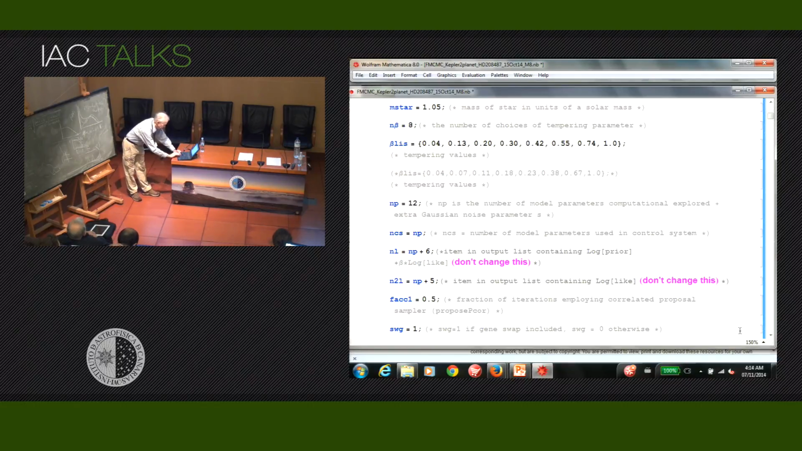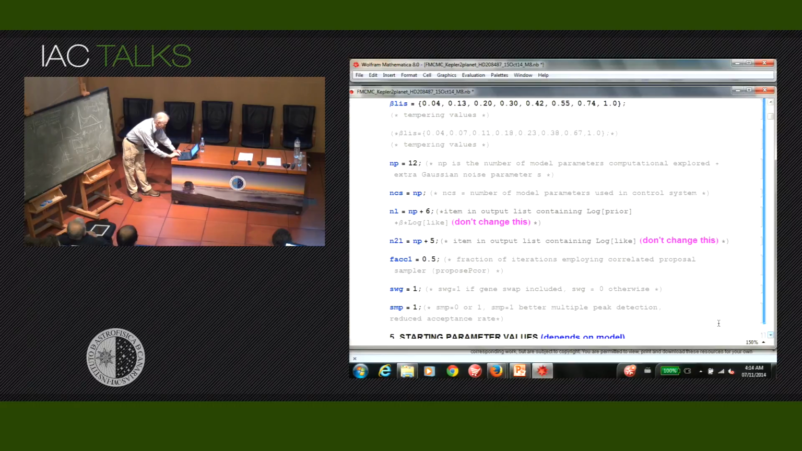Now, the next item here is the fraction of iterations employing correlated proposal sampler. As I mentioned, I have the independent, the I proposals and the C proposals. If the problem is very simple and I'm not worried about correlations in the parameters, then I can just turn that off or set this value to be something very small. But typically I will run that at 0.5. If I want the gene crossover operations to happen, then I set SWG equal to 1. I almost always do that.